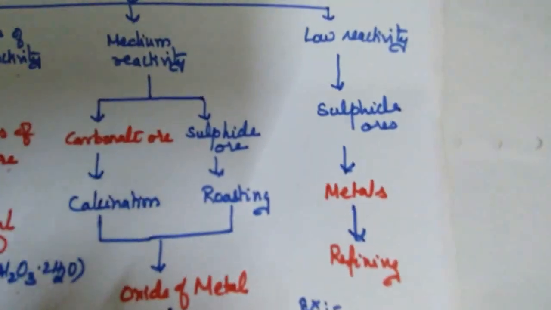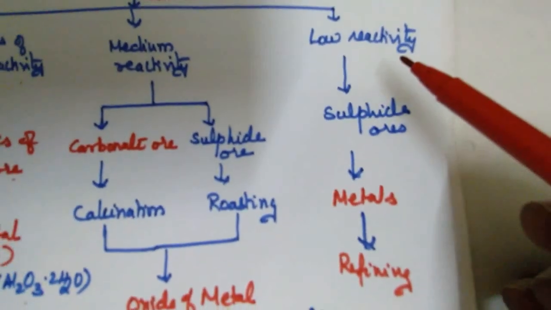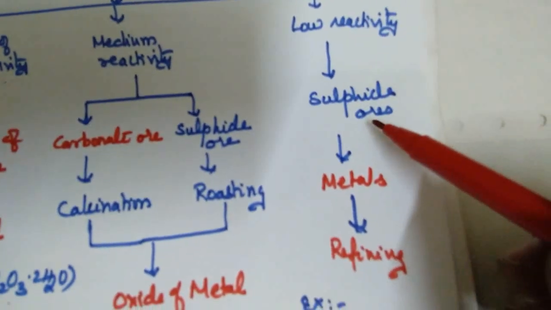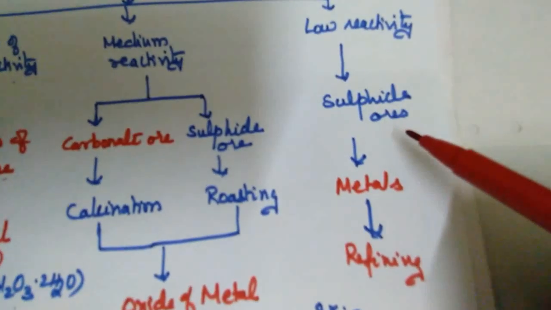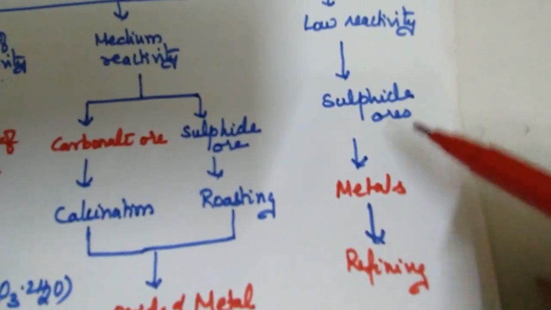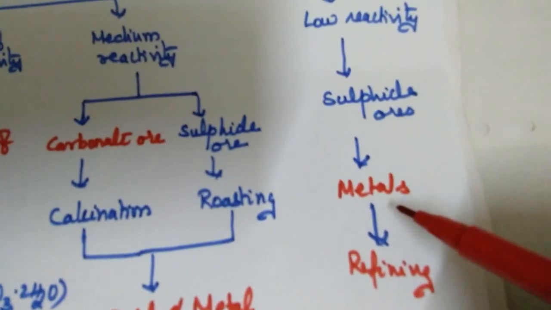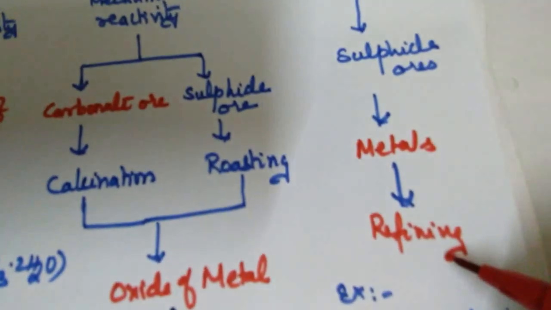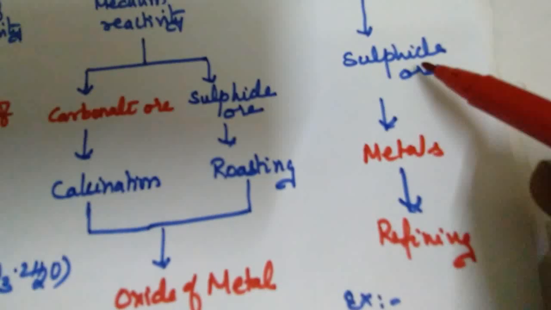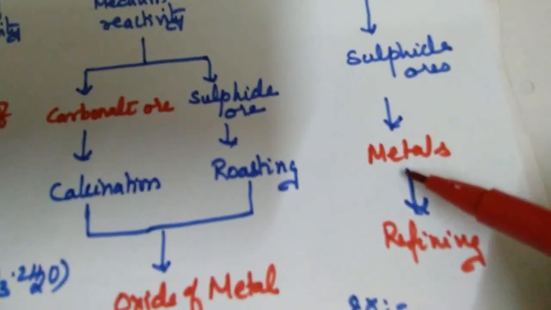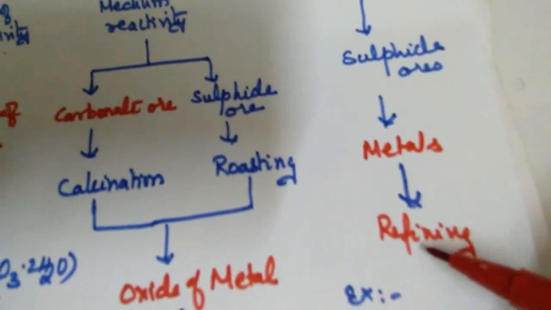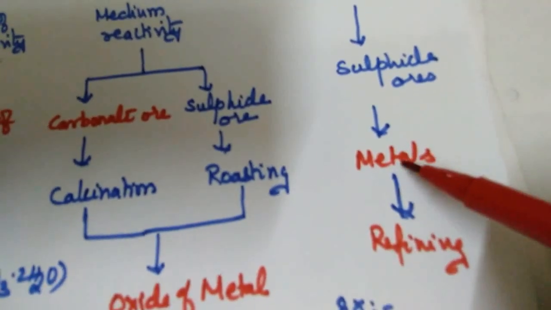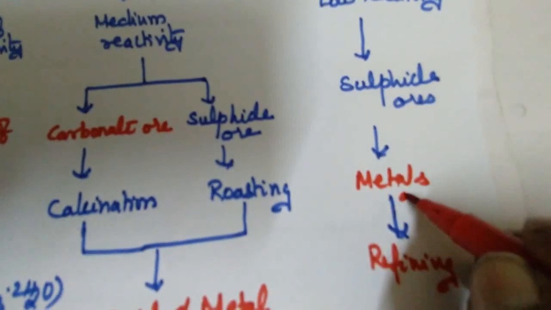And then we are going to see metals of low reactivity. Here we have only sulfide ores. The sulfide ore directly gives us metals, and that impure metal is purified by refining. By a single process, sulfide is removed to give metal, and from that we have refining. Before refining it is impure, about 98%.